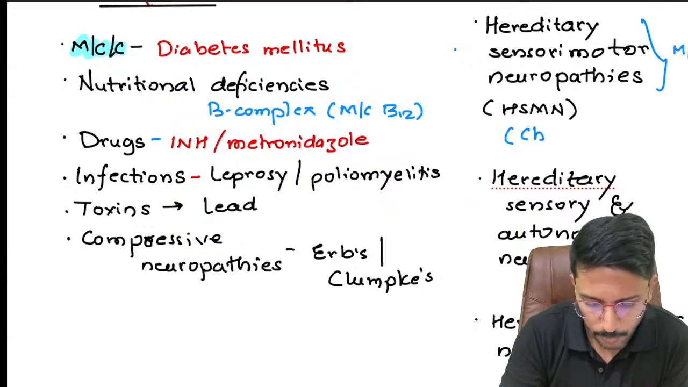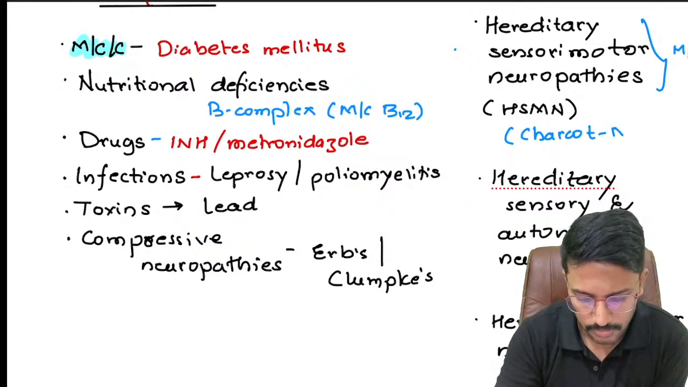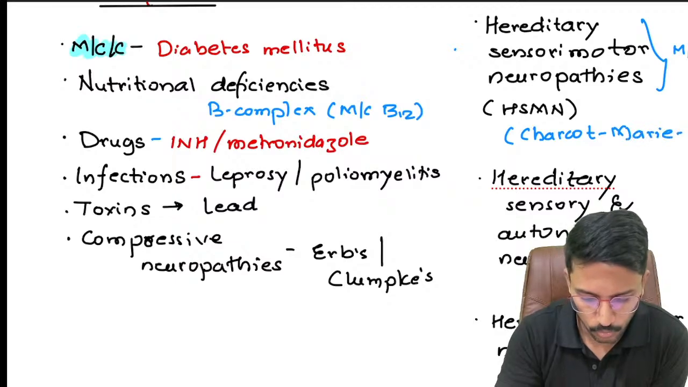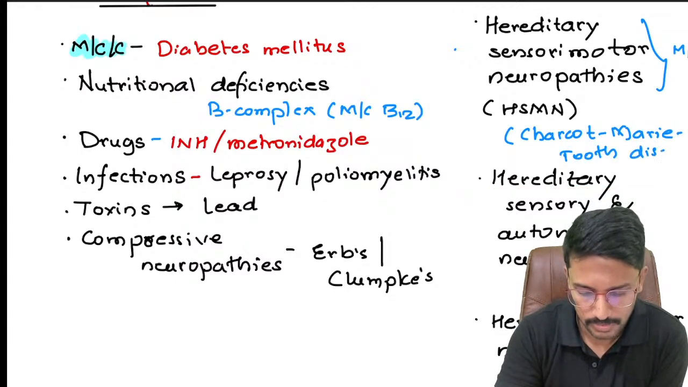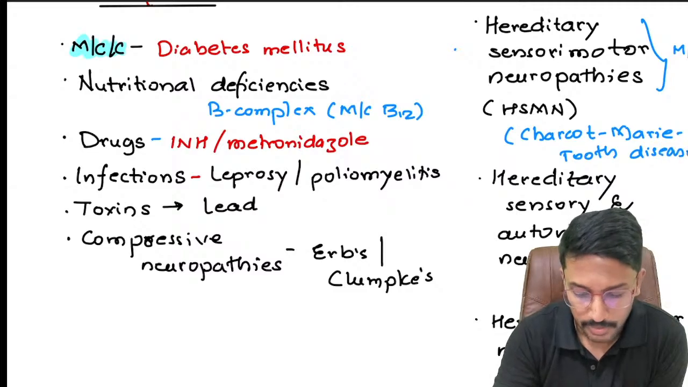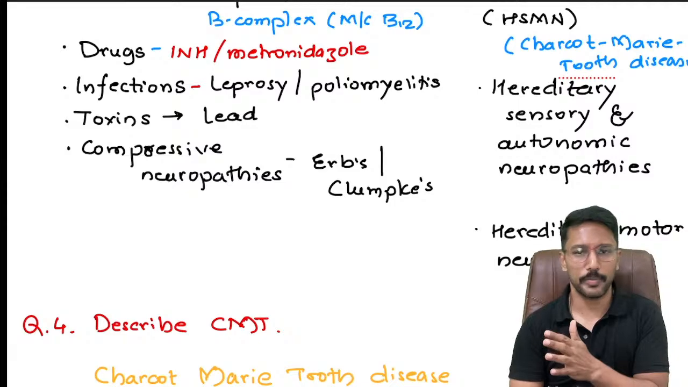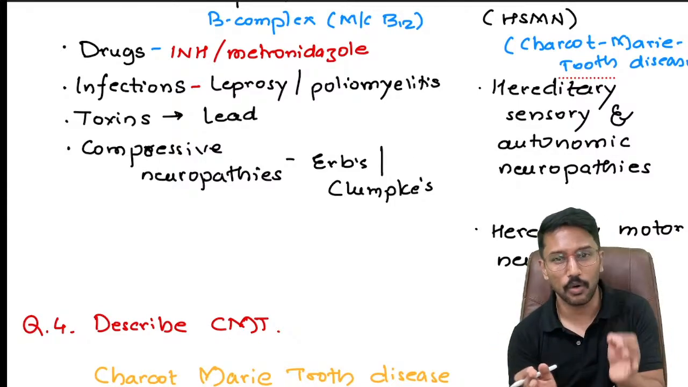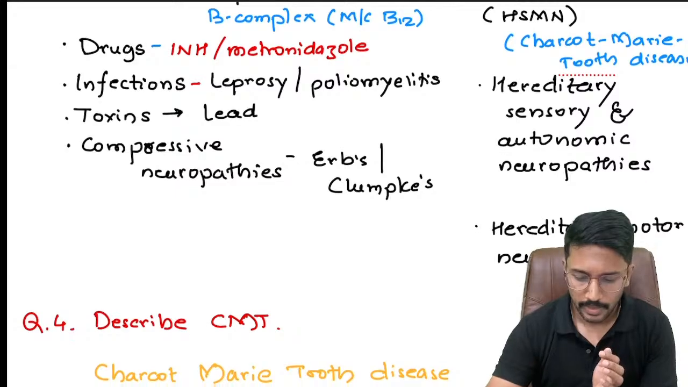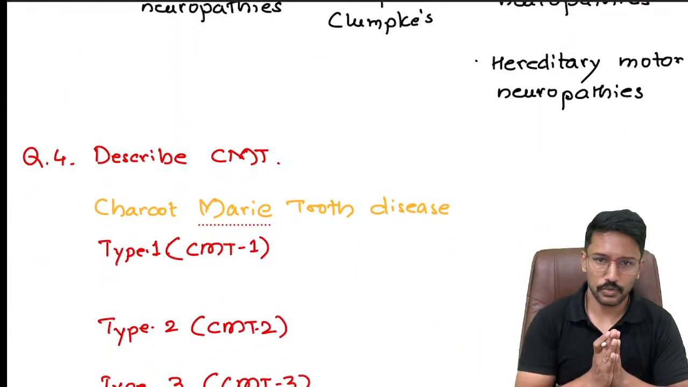Charcot-Marie-Tooth disease accounts for the majority of the cases. This is a topic that MCQs are frequently asked on these days. Then hereditary sensory and autonomic neuropathies. These are the patients where the sensory neurons and autonomic neurons are damaged, but not the motor neurons. And the third one, hereditary motor neuropathies, purely affecting the motor neurons only.